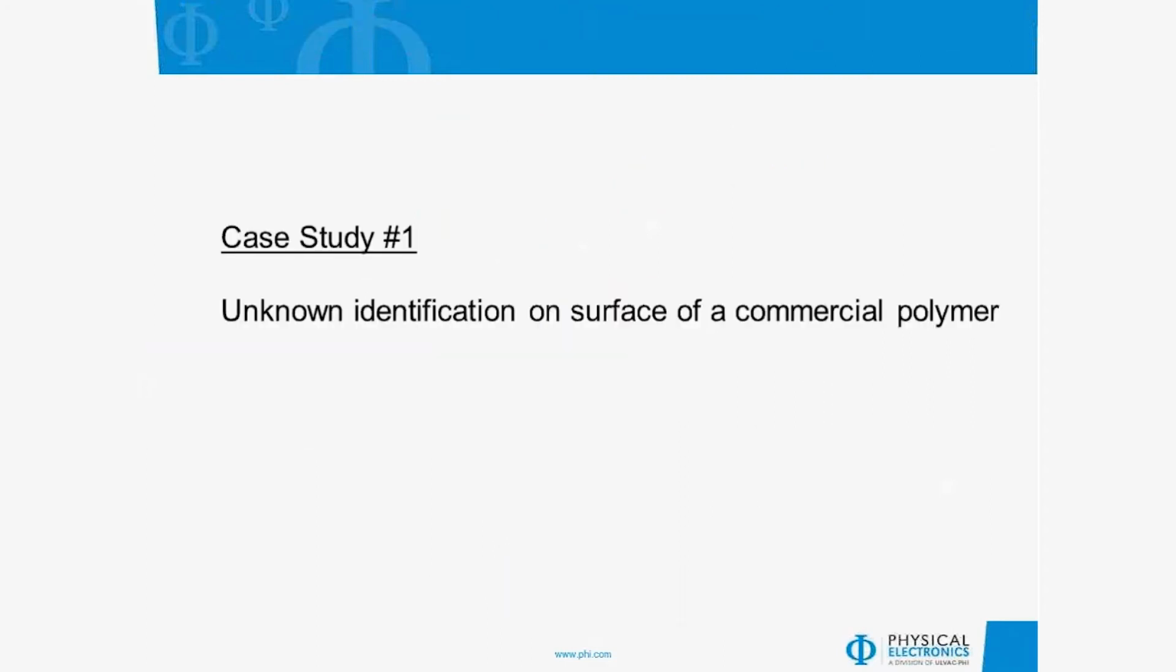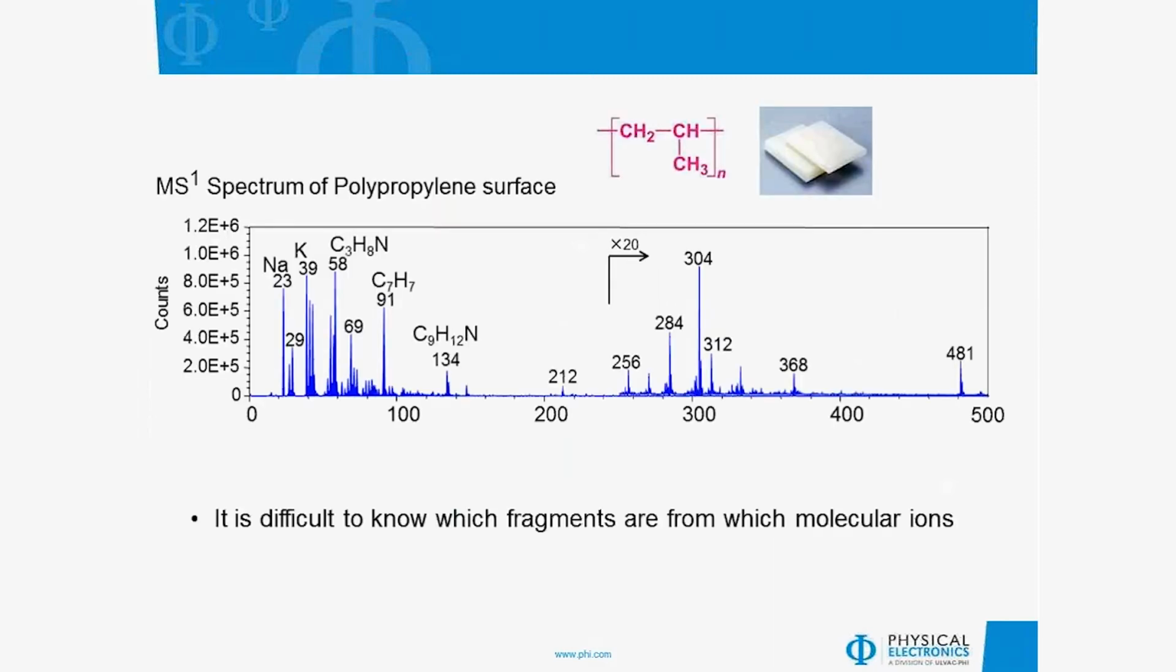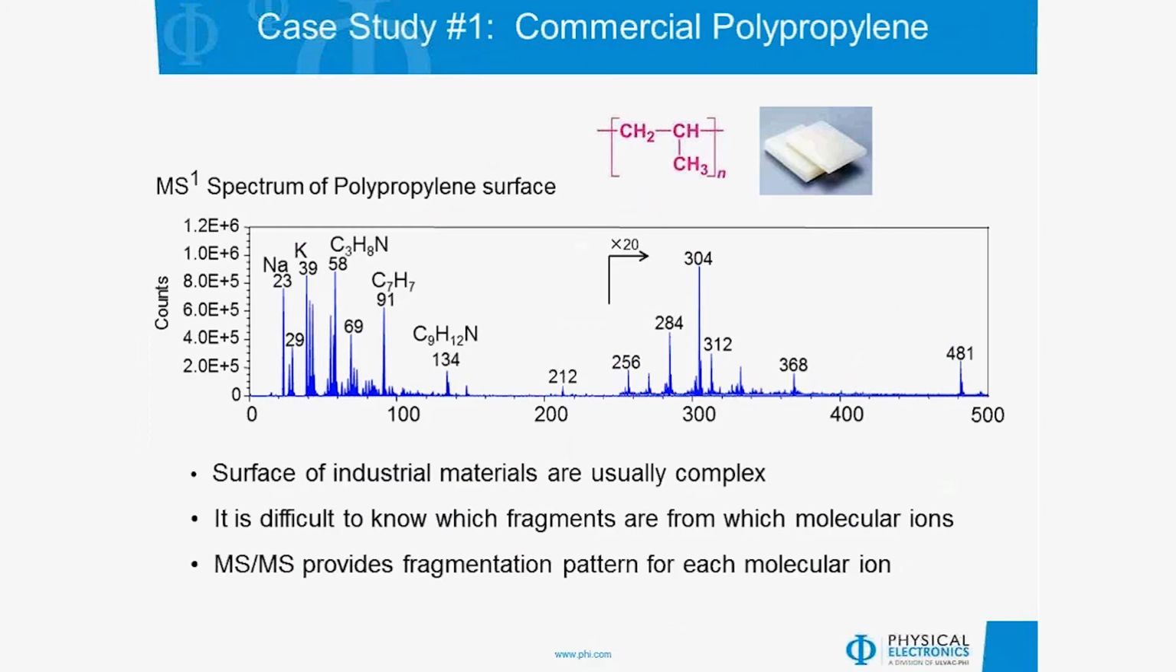The first case study is the unknown identification on the surface of a commercial polymer. The commercial polymer is polypropylene. The TOF-SIMS spectrum is shown here, and as you can see, above mass 200, there's just a whole host of molecular ions.